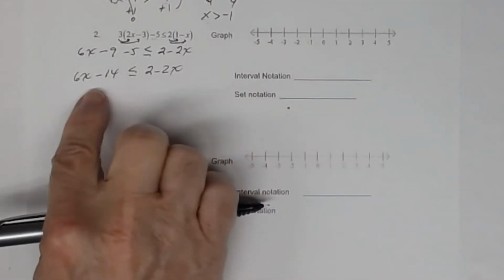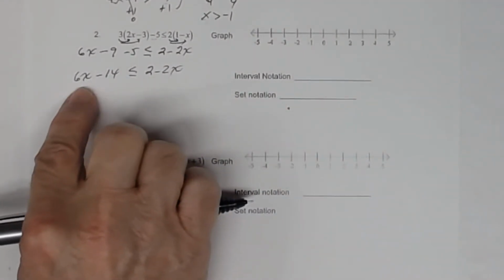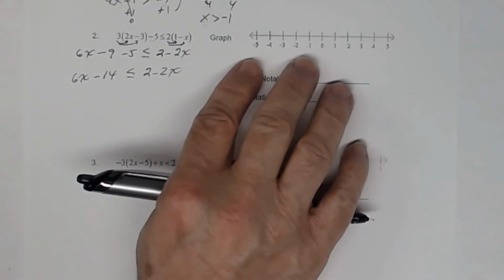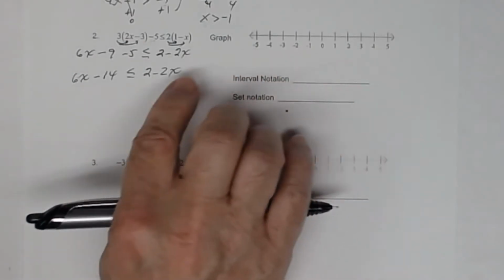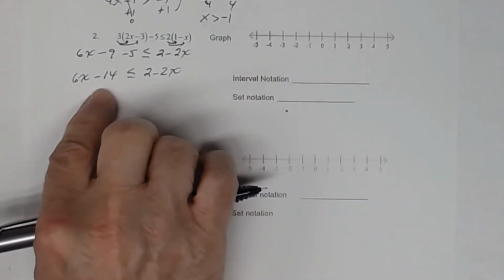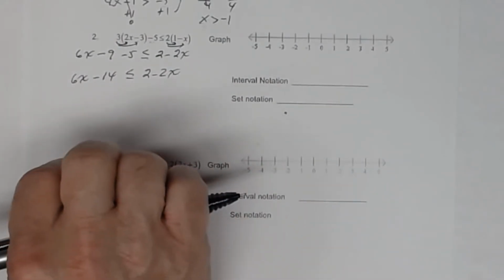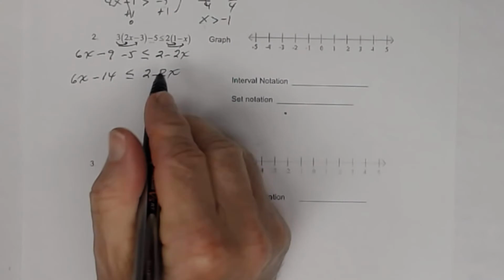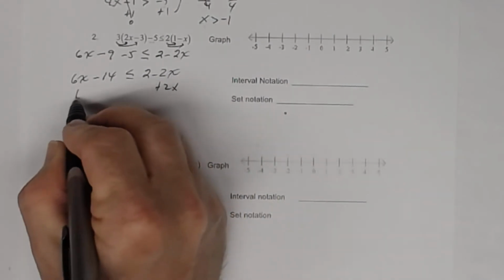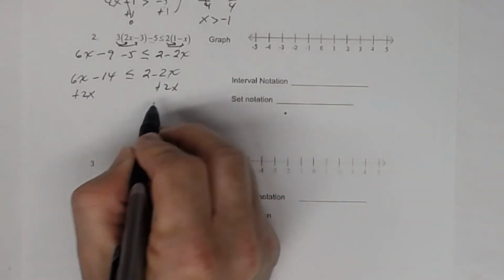All right, let's go ahead and bring the variables to the left. When dealing with inequalities, it's very helpful if you bring the variables to the left-hand side. You don't have to, but it helps since I'm dealing with an inequality. So I'm going to go ahead and add 2x to both sides. Notice I'm aligning my like terms.